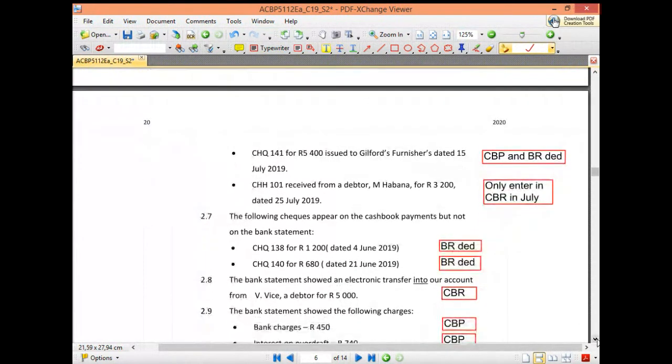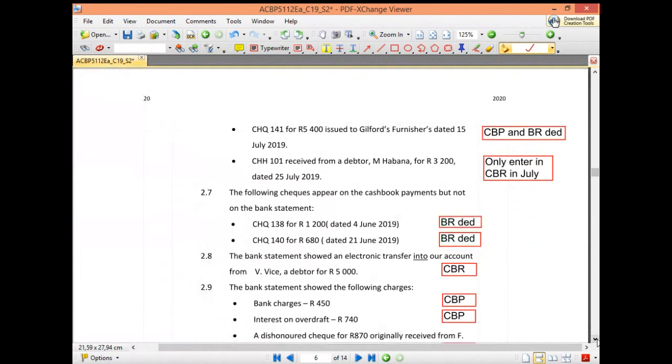Then 2.7 is the following checks appear on the cash book payments but not on the bank statement. So if it appears on the cash book payments but not on the bank statement, we take them to the bank reconciliation as outstanding checks, which will be deducted. Then 2.8, the bank statement showed an electronic transfer into our account. So we've received money into our bank account from a debtor which we were not aware of. So we have not recorded it in our cash book receipts. So that 5,000 Rand is included in our cash book receipts, which would affect our bank balance.